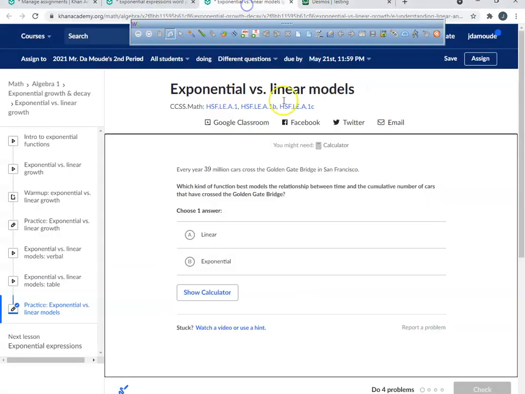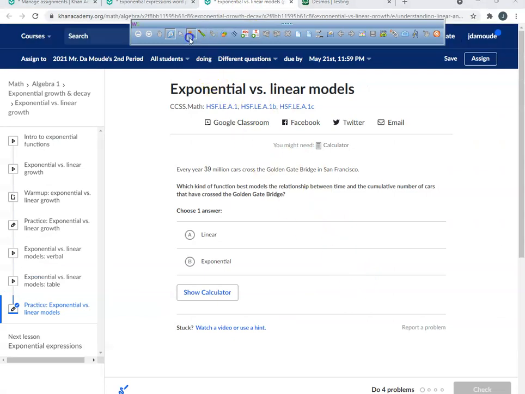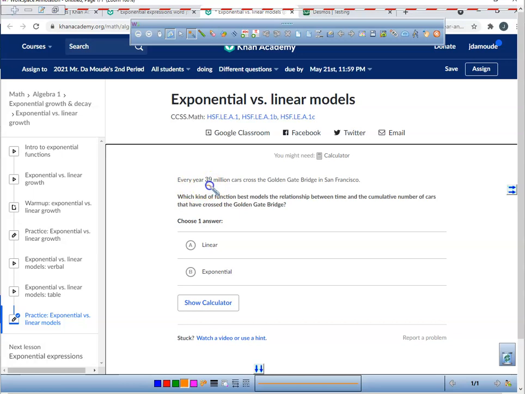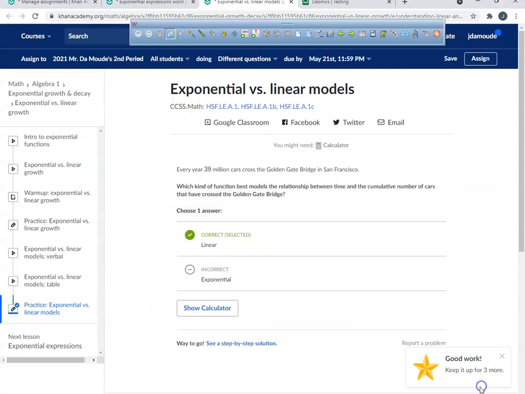So let's take a look at some of these situations here. It says every year 39 million cars cross the Golden Gate Bridge. Every single year. So after 1 year, 39. It starts with 0, then 39. Then after the second year, it's going to go up to 78, but it's only going up by 39 million every single year. So this is going to produce what's called a line because it's going up at a constant rate of 39 every single year.